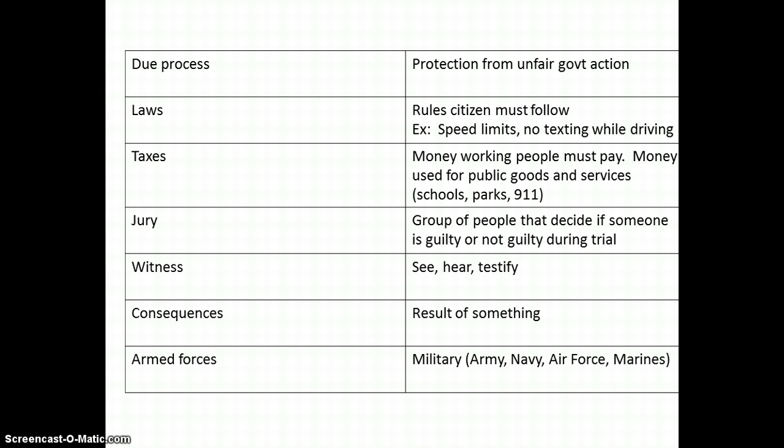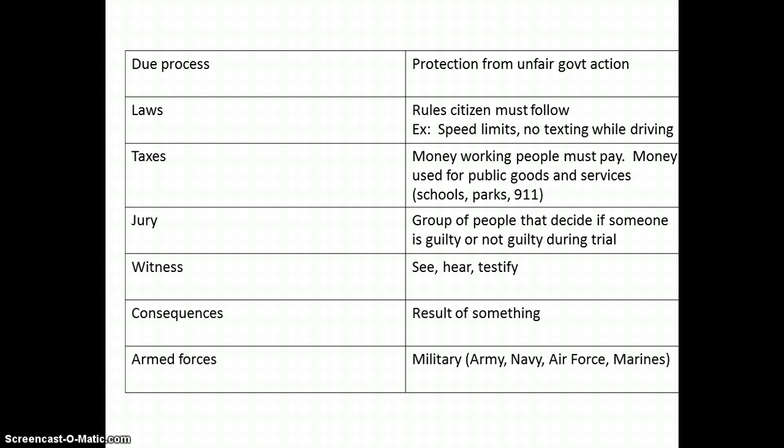Due process is protection from unfair government action. So that protects us against being accused of a crime and not having a trial. That would be an example. Laws are rules that citizens must follow. For example, we have speed limits, no texting while driving.